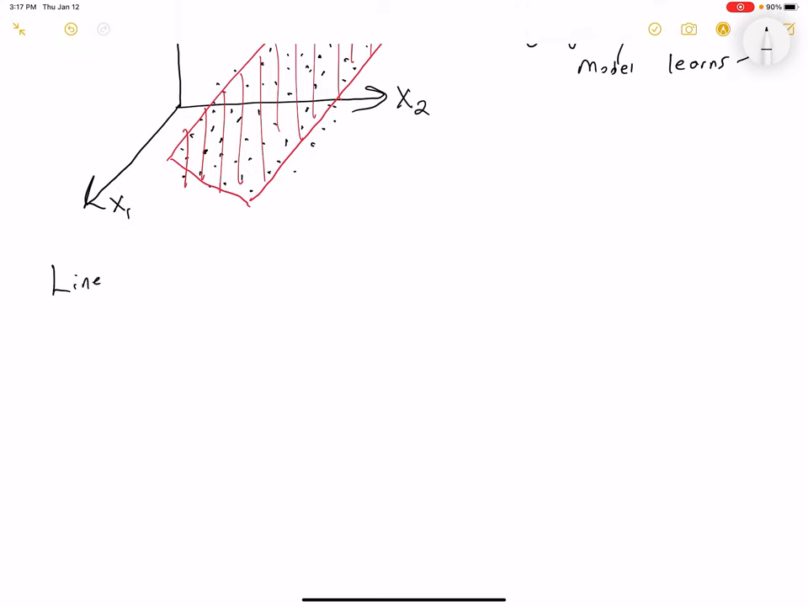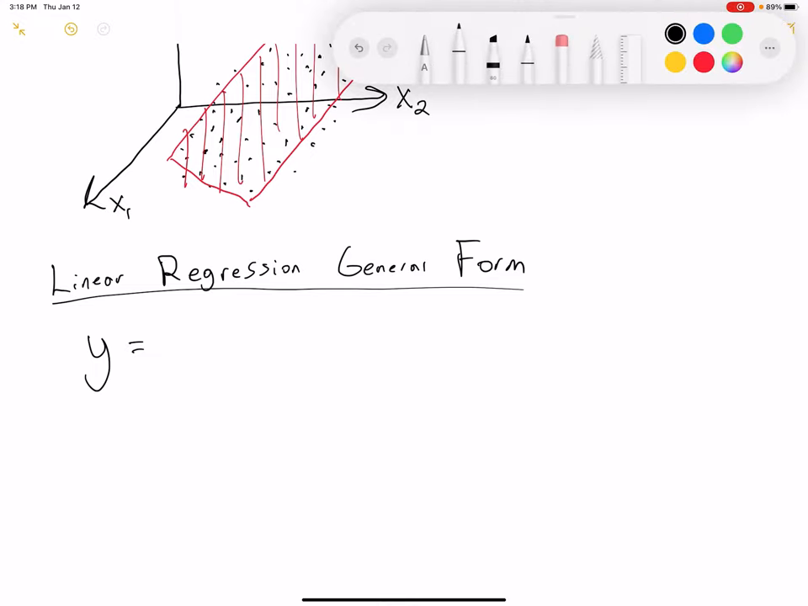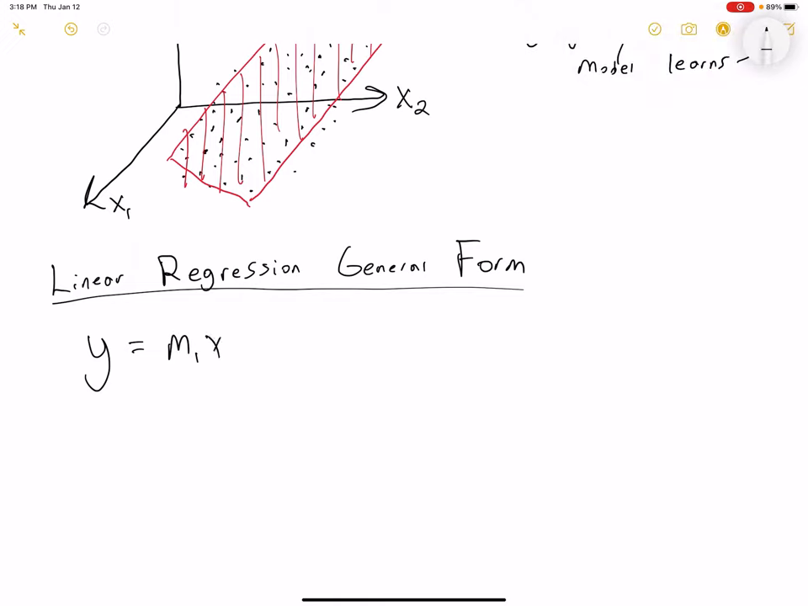linear regression general form would be y equals m1 x1 plus ... plus mn xn, and then plus b.